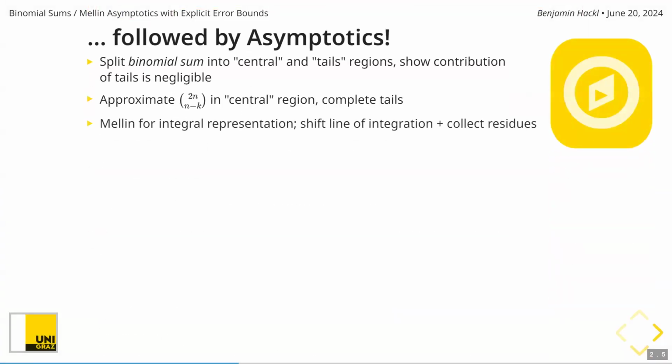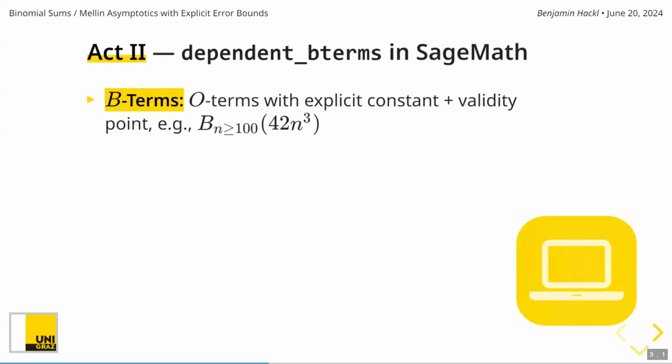Okay, so that was Act 1. I hope I gave you some sort of motivating example why we sometimes want to have more information on the error terms. And to do that, I'd like to introduce an auxiliary concept. I've spoken about this at previous meetings before. I'll actually call them B terms now, which is sort of an explicitly bounded version of O terms where you know the validity point. So this term here, capital B of n greater or equal to 100 of 42n cubed, means this expression here is bounded by something that is valid from n greater or equal to 100, bounded by the expression 42n cubed.